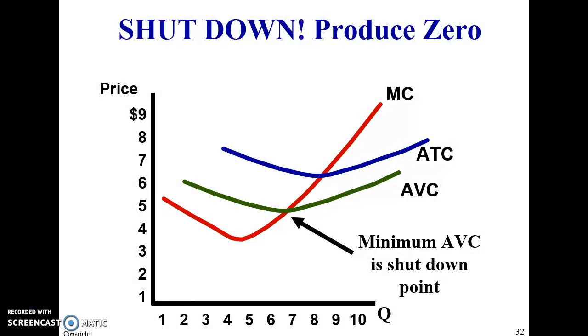Okay? All right. So shut down, produce 0. So as you can see, we have the AVC curve now drawn, and if the price for this product drops beneath 5 or below, the firm should shut down.